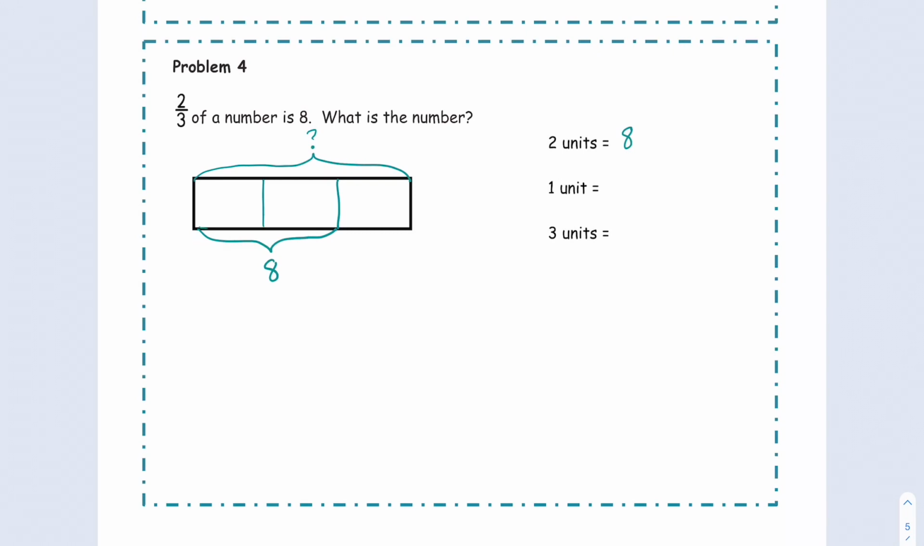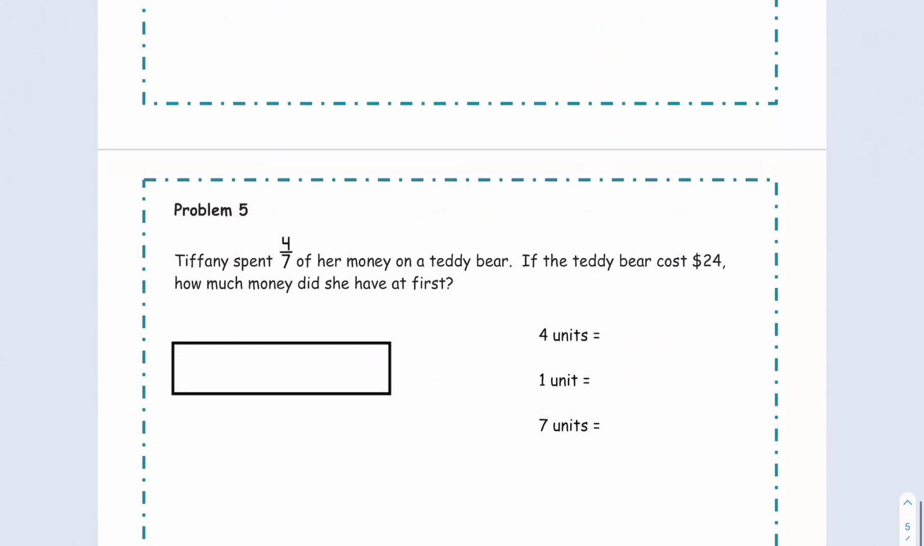Now remember, to figure out the answer, we have to figure out what one box is. So I could do this by figuring out that each box, if I add them together, would be 8. So 1 unit is 4. I don't know why I said 8. It's 4. And then to figure out my total, I just take 4 times 3, which is 12. So the number is 12. That's our answer. Those are a little different.